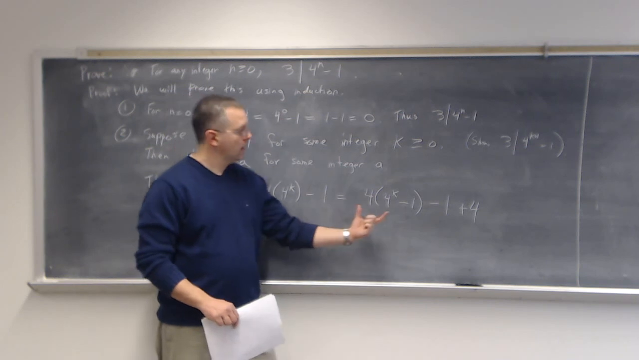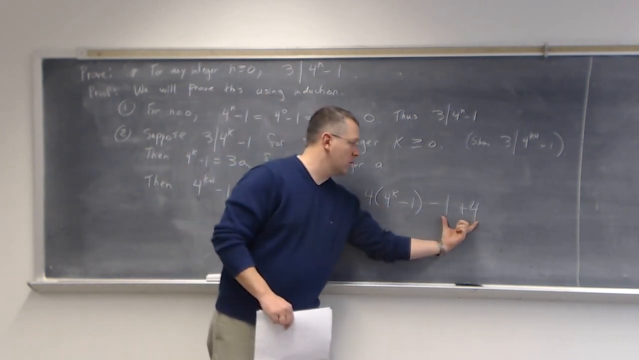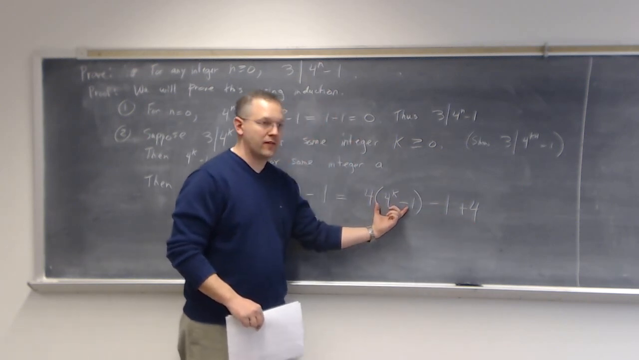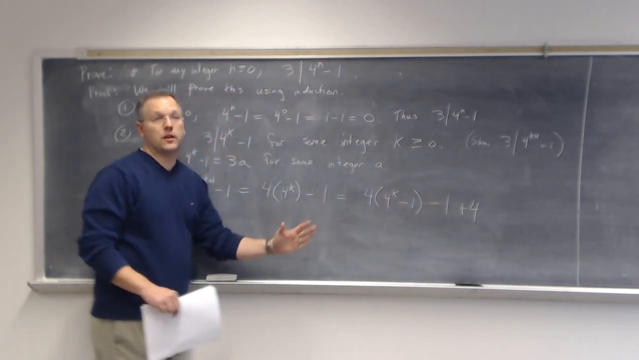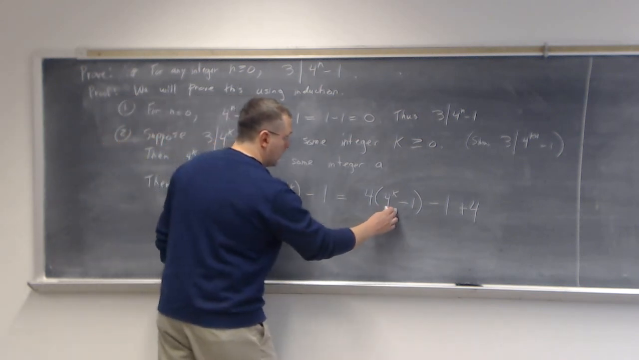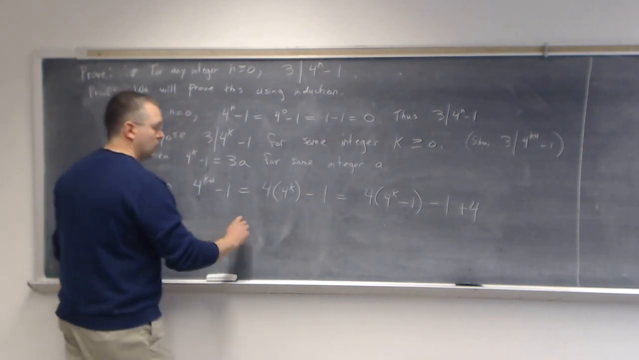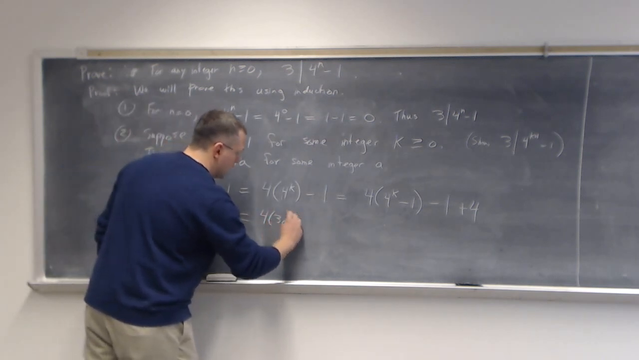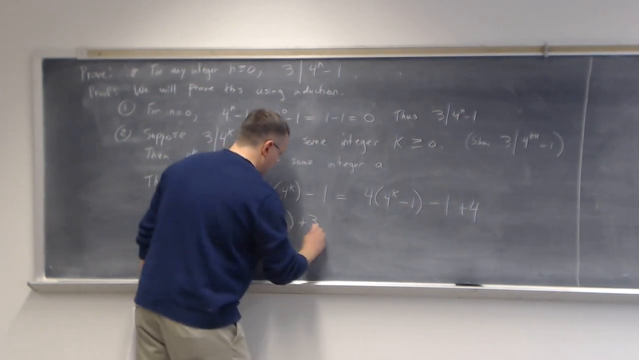Can you feel it? This looks like 3 times an integer. What does this equal? 3. So this stuff definitely has a factor of 3. This stuff has a factor of 3. It looks like this is going to work out. This is going to be a multiple of 3. Okay. All right. So now I can replace this. Let me just come over here. So this equals 4 times 3a, and then minus 1 plus 4 is plus 3.